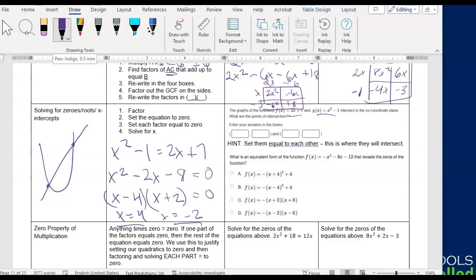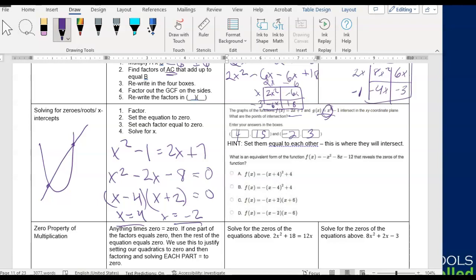So 4 times 2 is 8 plus 7 is 15. So that would be 4 comma 15. If you put 4 in here, you get 4 squared is 16 minus 1 is 15 as well. Then we're going to put negative 2, which would be negative 2, comma, negative 4 plus 7 is 3. Same thing here, negative 2 squared is positive 4, minus 1 is 3.